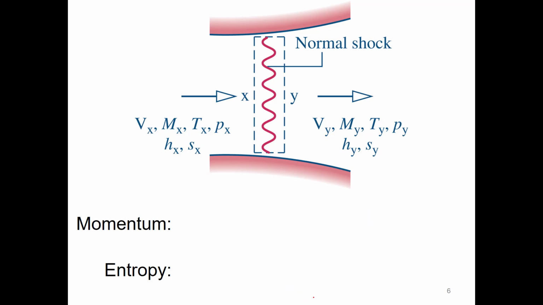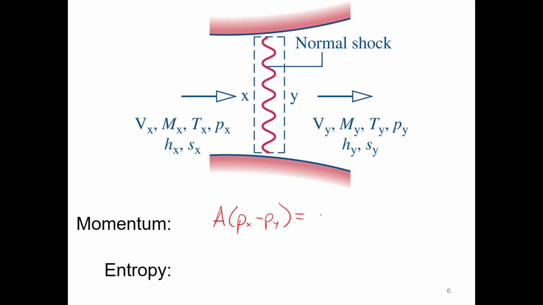Momentum. All right, so if we did a momentum analysis, we'd have some pressure upstream acting on our control volume, some pressure downstream acting on our control volume, and then obviously the momentum change through our control volume. So that would end up being the cross-sectional area of the control volume times the pressure on the upstream side minus the pressure on the downstream side. So that would be the forces acting on the control volume.